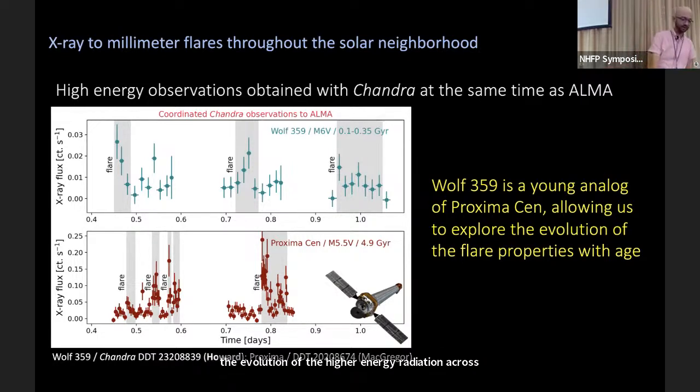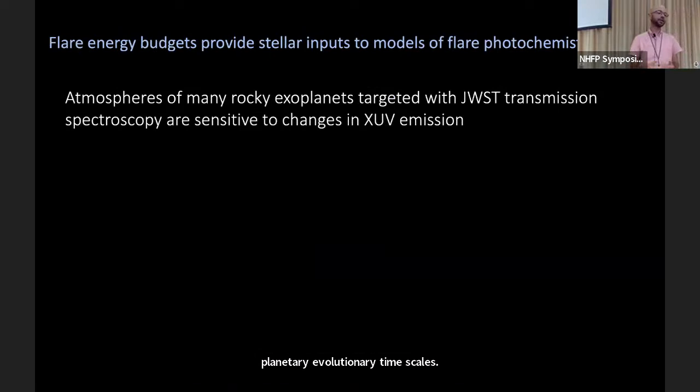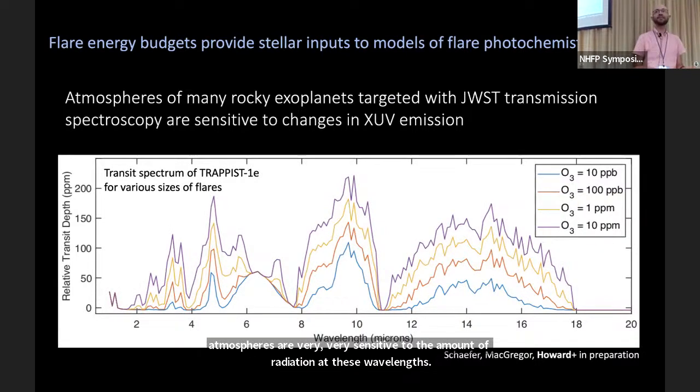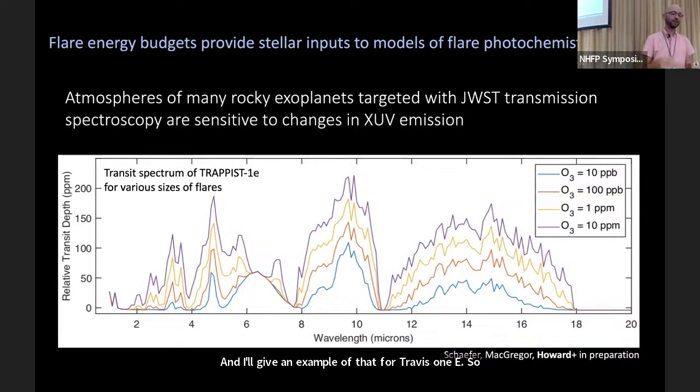And that is in turn important because the high energy radiation directly impacts the atmospheres of rocky exoplanets. And in fact, many of these exoplanets exist in a photochemically dominant regime where their atmospheres are very, very sensitive to the amount of radiation at these wavelengths. And I'll give an example of that for TRAPPIST-1e. So this is a steam atmosphere model of TRAPPIST-1e, and we show different amounts of ozone production for different sizes of input flares. And as you can see, changing the size of the flare and therefore changing the amount of ozone significantly changes the observed transit spectrum.